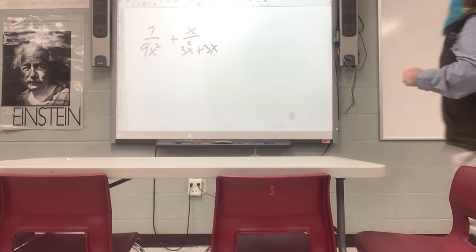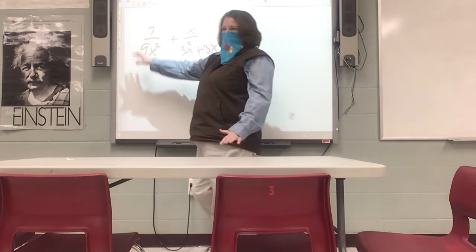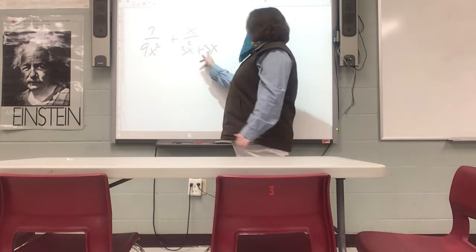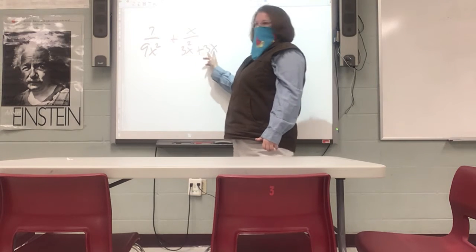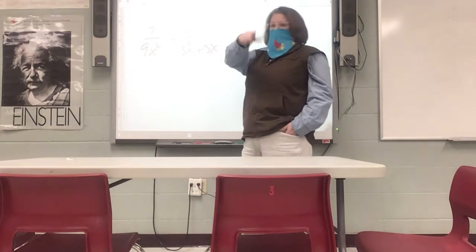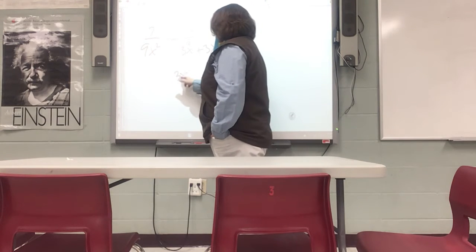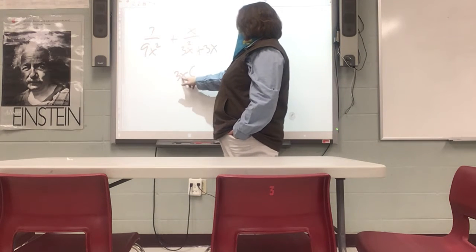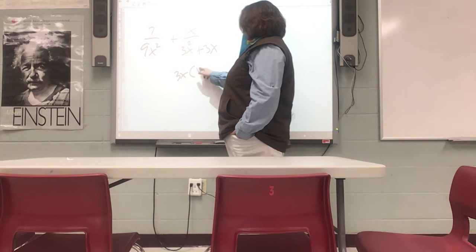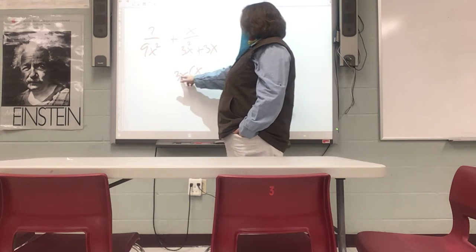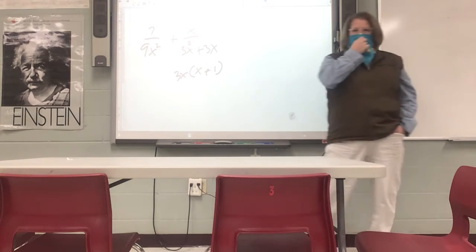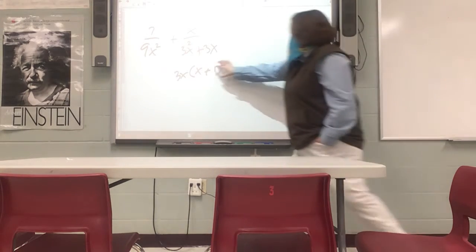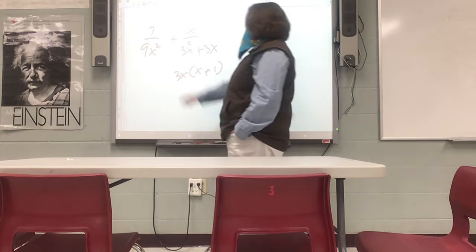The 9x squared is already factored, so I can't do anything to that. But here I've got a GCF. What GCF could I take out of this? 3x. Very good. If we divide 3x squared by 3x, there's an x left. If we divide 3x by 3x, there's just a 1 left. So this is the same as that.